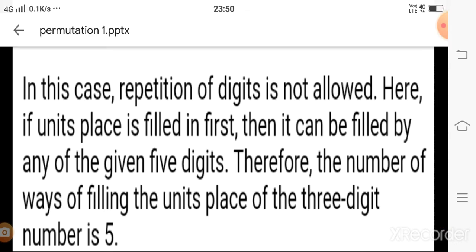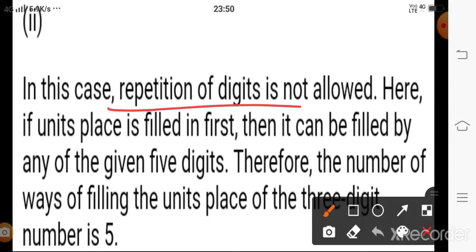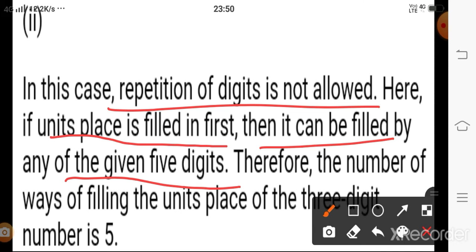Then in the second case, the repetition of digits is not allowed. It means that if the unit place is filled in first, then it can be filled by any of the given 5 digits. The number of ways of filling the unit place of the 3-digit number is 5.